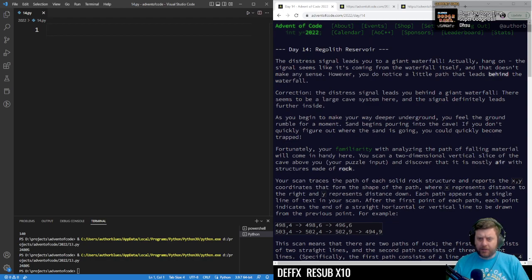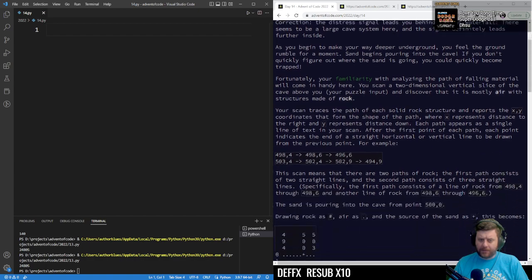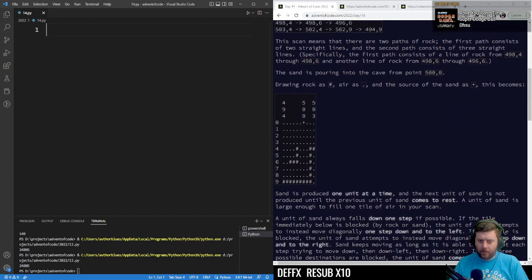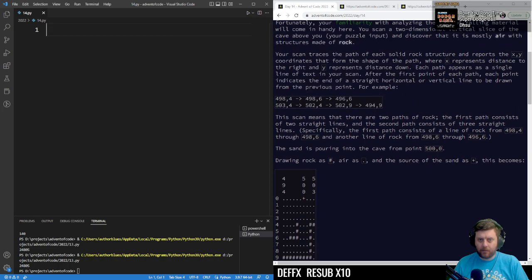So this one is analyzing the path of falling material. I have scans that tell me the layout of a cave.